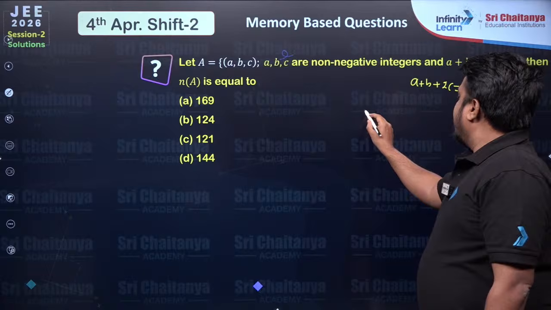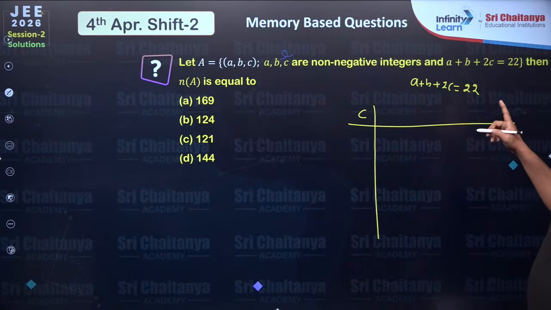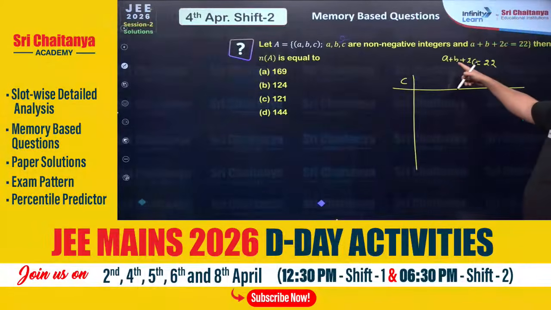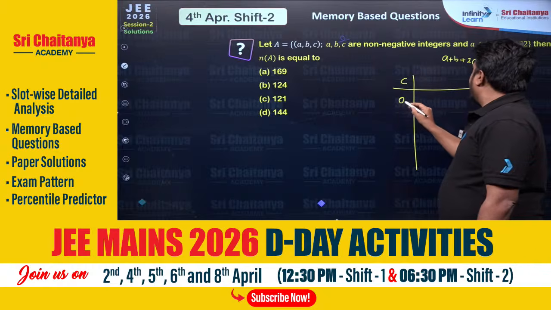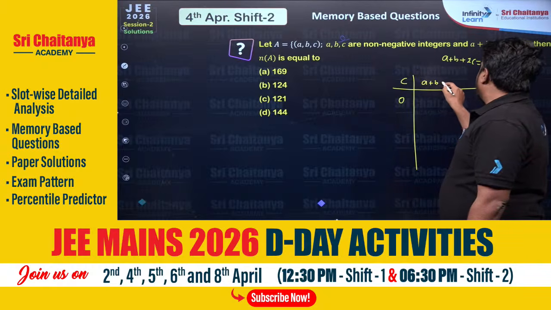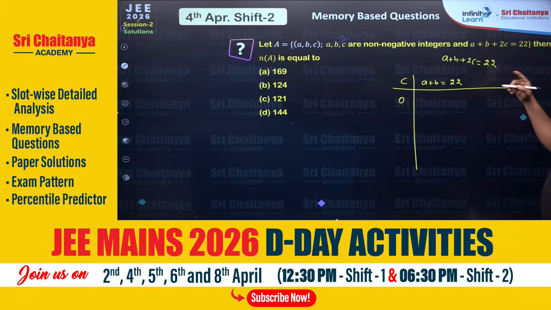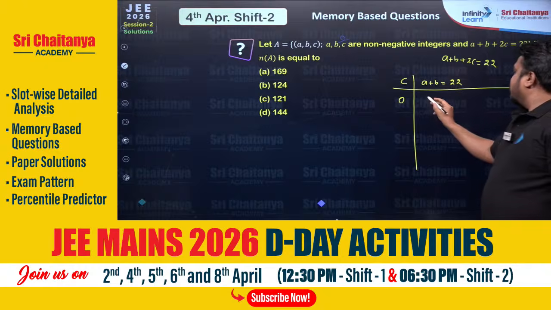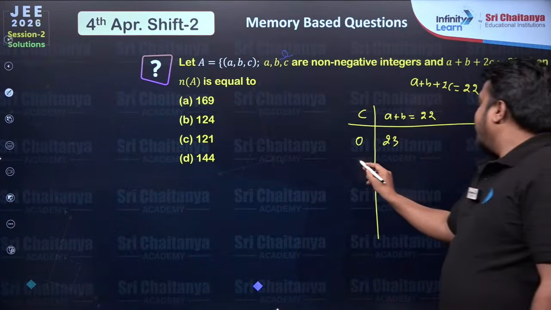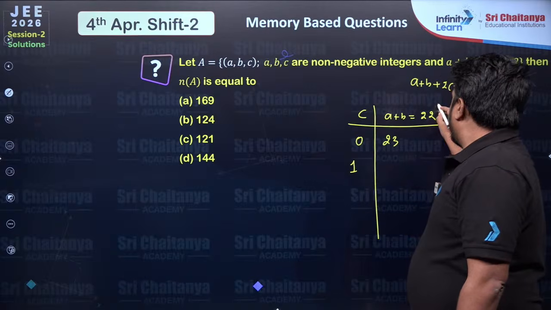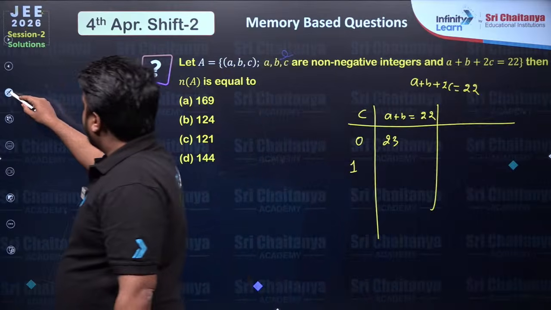So let's make a table on the values of C, because for whatever value of C we have, A plus B has to be an even number, right? So if I have C equal to 0, then A plus B is equal to 22, right? And if we start making all the pairs, then we can have 23 such pairs, right? If we have C is equal to, one second, let me make a different table.